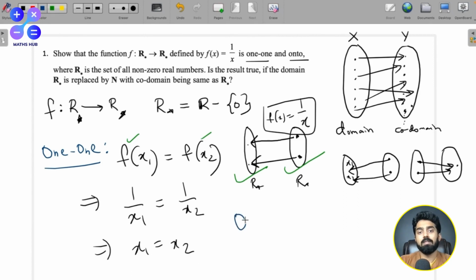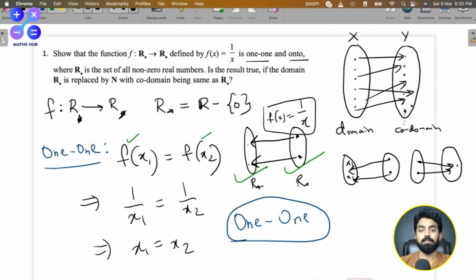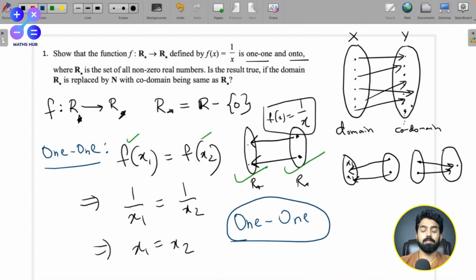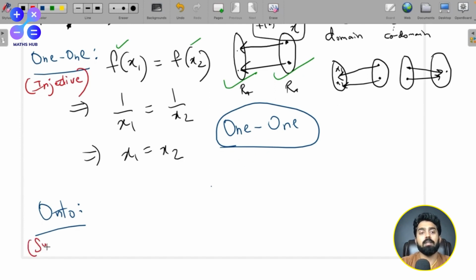When you have a one-to-one function, if you have an element which is equal in the codomain, then you'll always get it from only one single element. You won't have multiple elements giving you the same value. That is the meaning of one-to-one. If not, it will be many to one. Right. So let's see how we can prove it's onto. And by the way, a one-to-one function is also called an injective function, and an onto function is also called a surjective function.